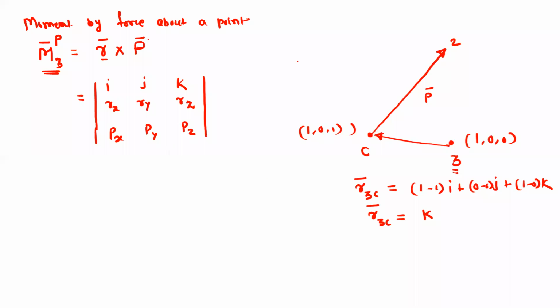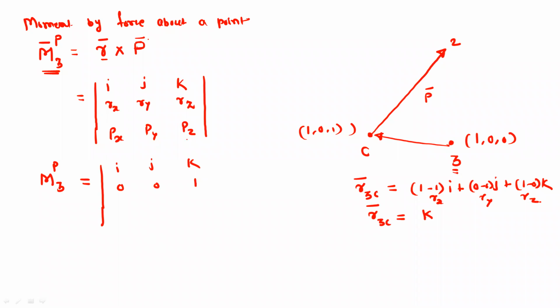So you can put this value in this equation. So moment by the force P about the point 3, this is equal to the determinant with i, j, k. Then Rx, Ry, Rz: Rx is 0, Ry is 0, and Rz is equal to 1. So this is 0, 0, 1.